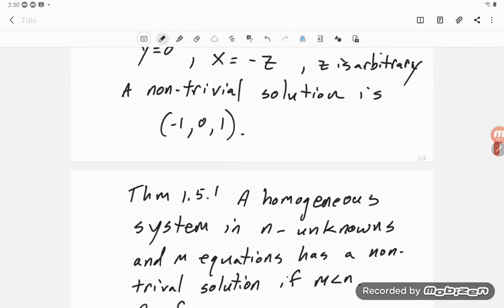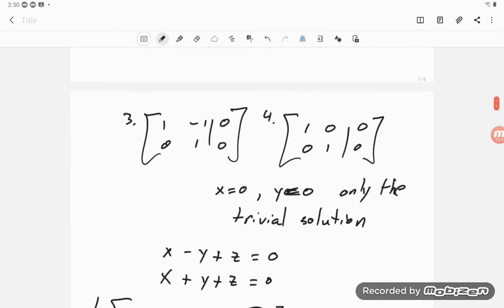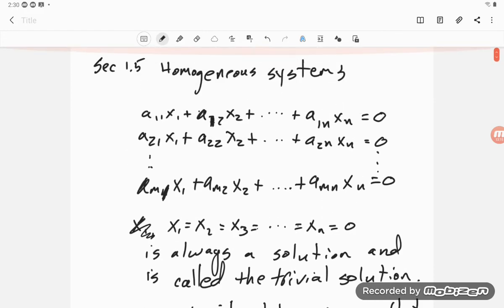So again, if you have this homogeneous system, something like this, then we always know we'll have at least one solution. It's never inconsistent. We've always got at least the trivial solution, but then the question might be, well, does it have any non-trivial solutions? Okay, and that does it for chapter 1.